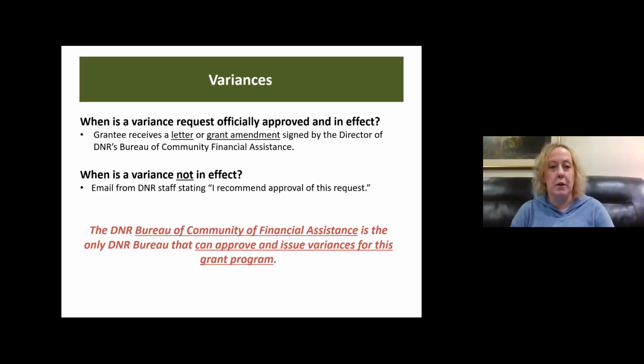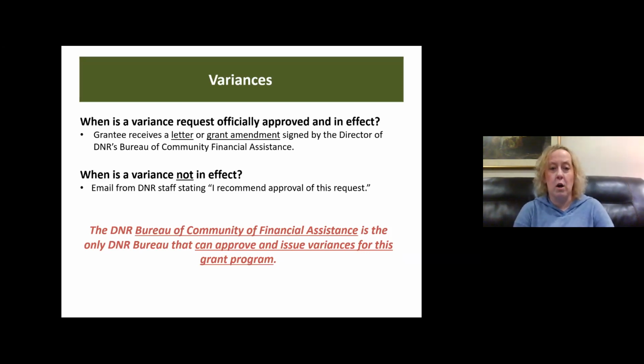So just to be clear, when is a variance request officially approved and in effect? The grantee, you will receive a letter or grant amendment signed by the director of the Bureau of Community Financial Assistance. Sometimes it'll be me signing on behalf of the Bureau director, but you will see their name on the letter. When is a variance not in effect?